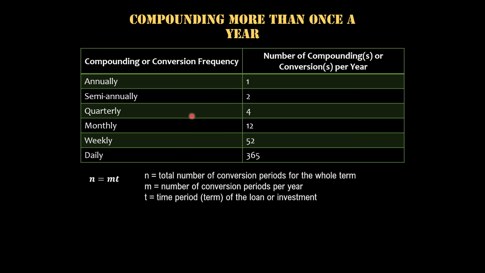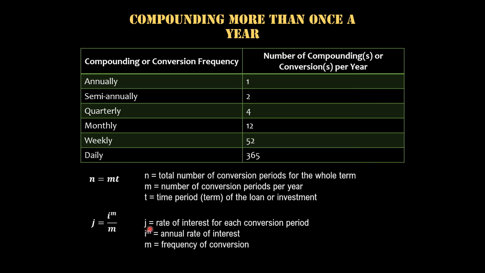Okay, kasi nga meron lang tayong conversion frequency rito at number of compounding conversion per year. And then, ang rate natin, it will also be changed. Babago din siya. So, ang rate natin is denoted by j, small letter j, which is equal to i raised to m all over m, na kung saan the letter j represents the rate of interest for each conversion period. Okay, kasi nga compounded ganito siya.